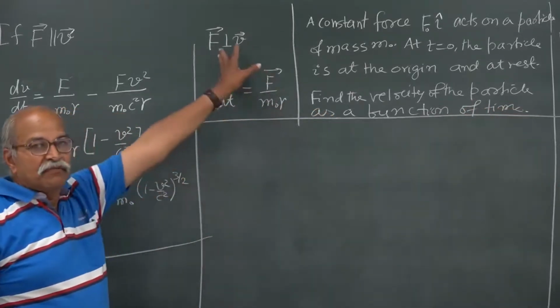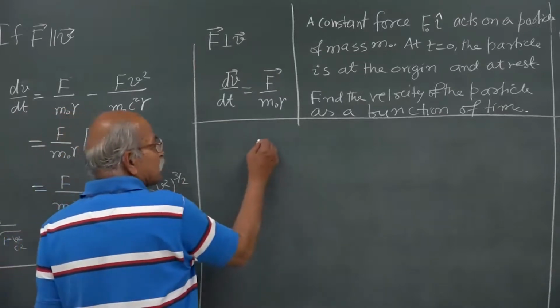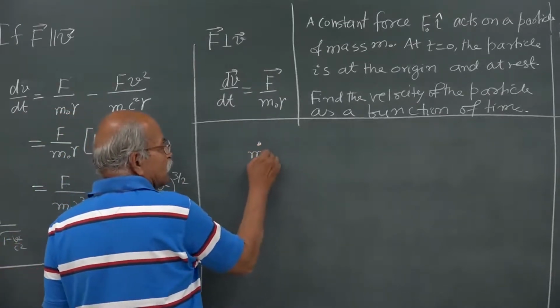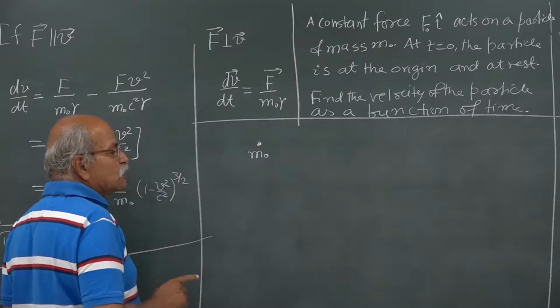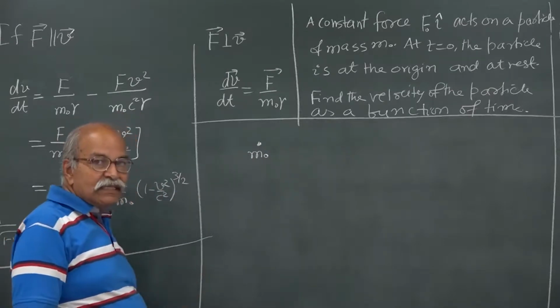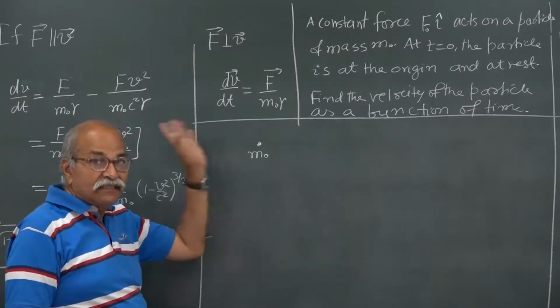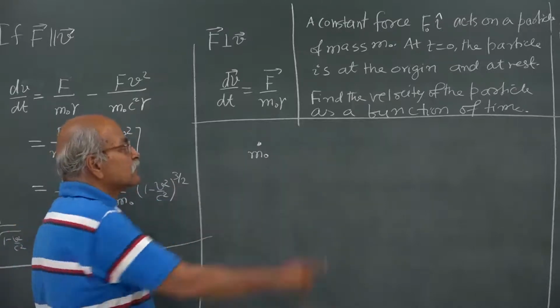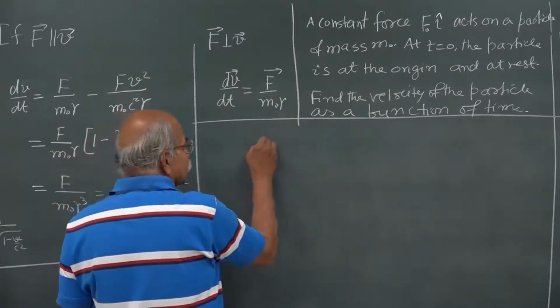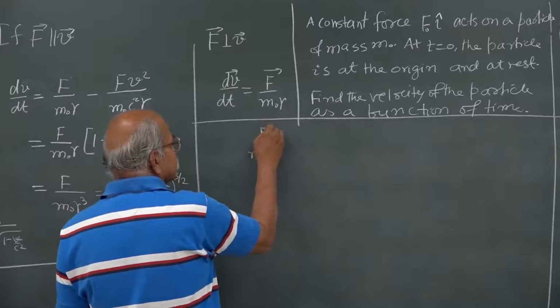One of the simplest problems. You have a particle of mass m naught, which at time t equal to 0 is at rest at the origin, and then a force acts. The force remains constant, F naught i in the x direction. So, the force is in this direction.